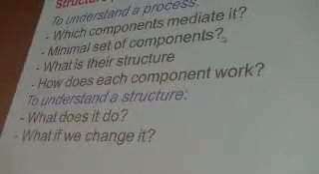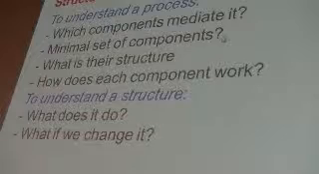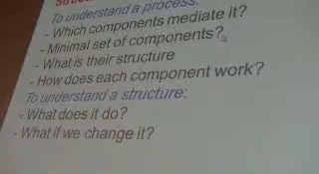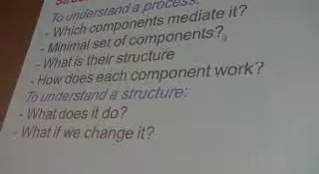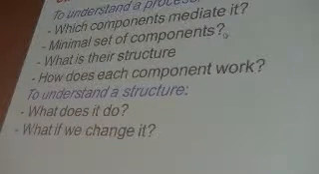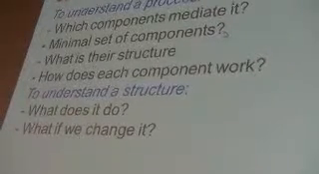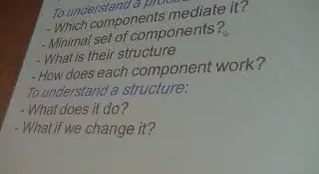What is the minimum set of components? So what can we strip away so that the process still takes place? And then what is the structure of the components that are involved? The mitochondrion has two membranes. What is the significance of having two membranes? What is the significance of the inner membrane of the mitochondrion being so highly folded?